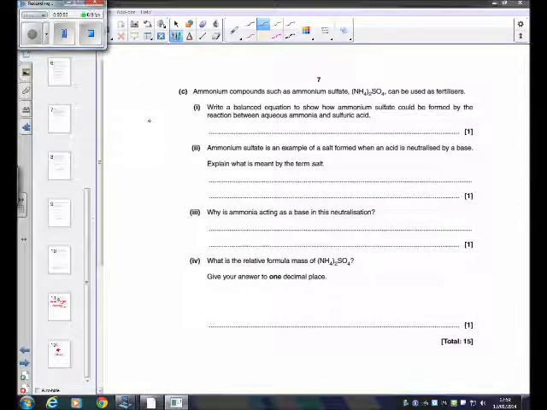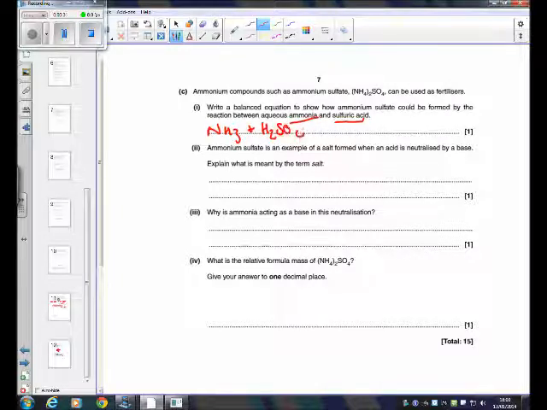So question 2, part C. Ammonia compounds, such as ammonium sulfate, can be used as fertilizers. Write a balanced equation to show how ammonium sulfate could be formed by the reaction between aqueous ammonia and sulfuric acid. Okay, so the formula for ammonia was given in the question previously, so we know that is NH3. Sulfuric acid, hopefully we all know that one, H2SO4. It's telling us what we form over here, so we need to draw the arrow and then write the formula.